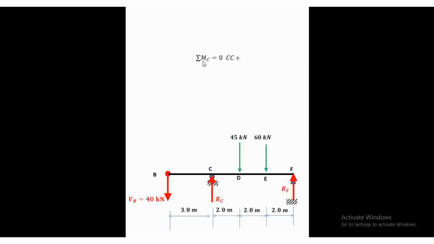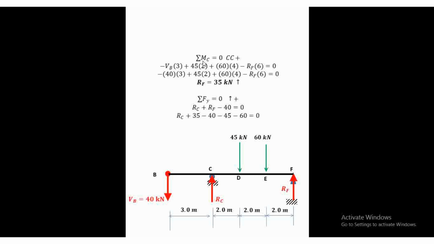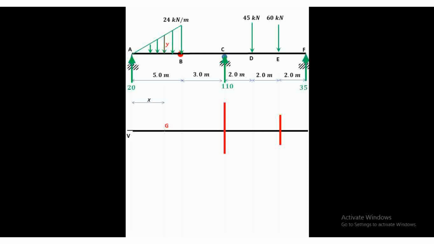Then, taking summation of moments at point C, no problem here because these are all concentrated loads. My RF is equal to 35 kilonewtons. And summation of forces along the y-axis, my RC is equal to 110 kilonewtons. So, I have solved my reactions. The reaction at point A is 20. The reaction at point C is 110. And the reaction at point F is 35 kilonewtons.